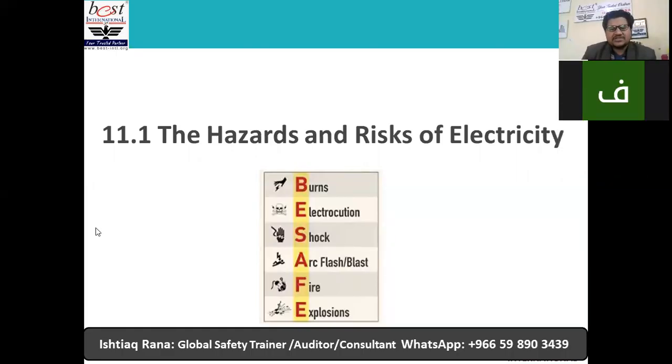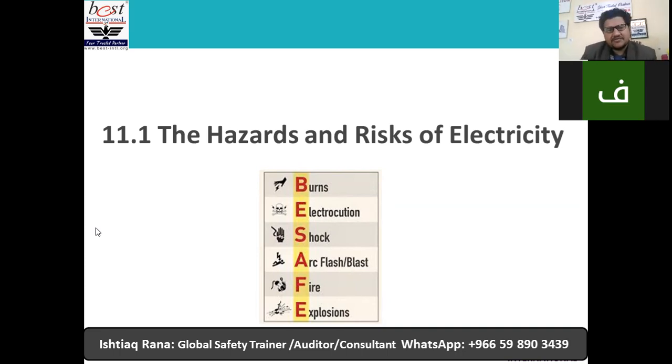The hazards and the risks of electricity. I just chose the phrase "BE SAFE." The phrase highlights the hazards and risks of electricity: burns, electrocution, shock, arc flash or blast, fire, and explosions.